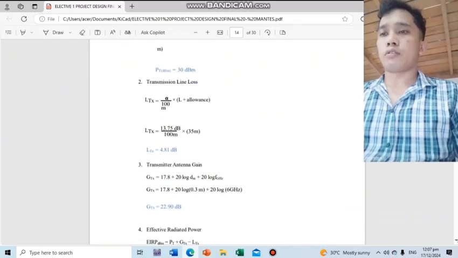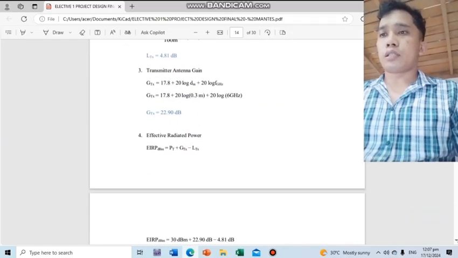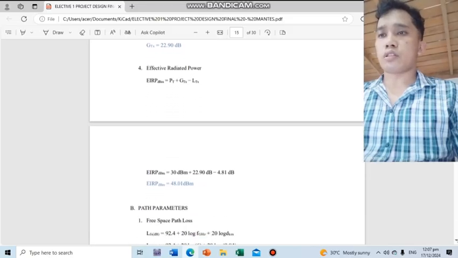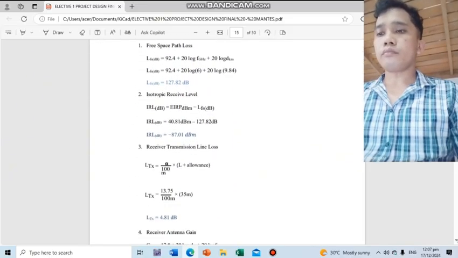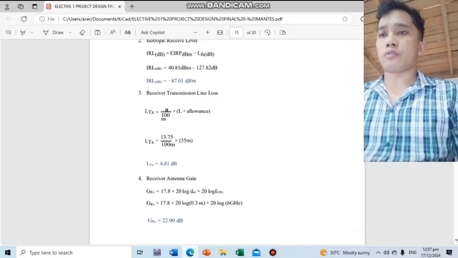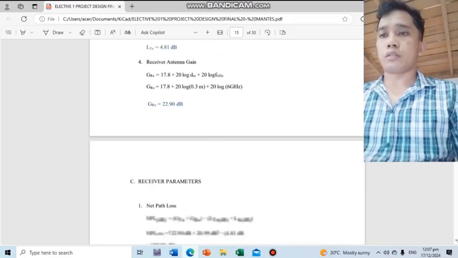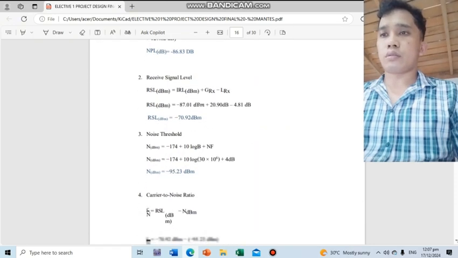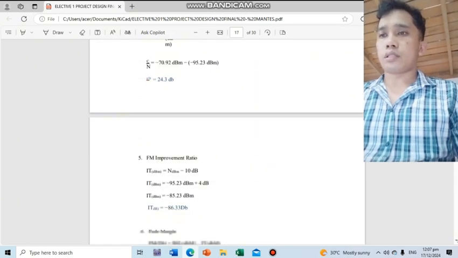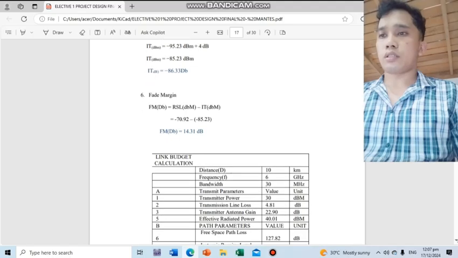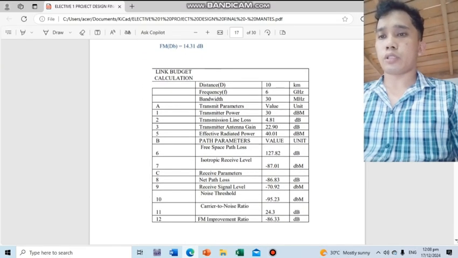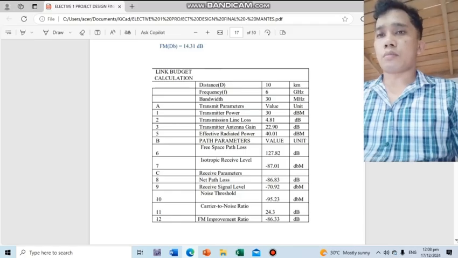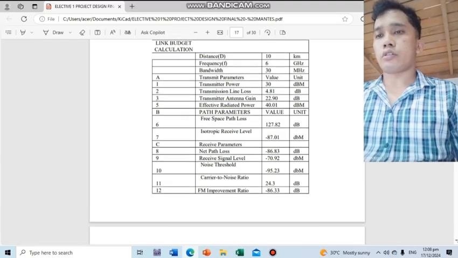For the power calculation, sir, the needed values are the transmitter power, transmission line loss, transmitter antenna gain, and the EIRP. For the path parameters, free space path loss and isotropic receive level, the answers are there, and then the receiver transmission line and the receiver parameters, and so on. And the fade margin is 14.31 dB. So this is my link budget calculation in tabular form.